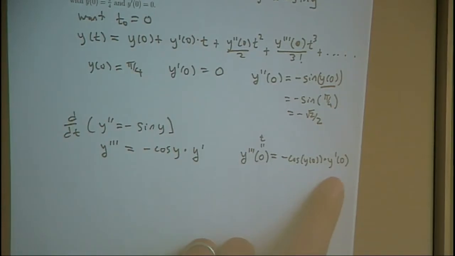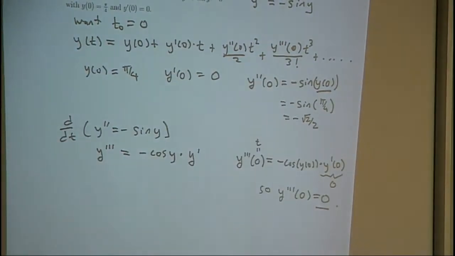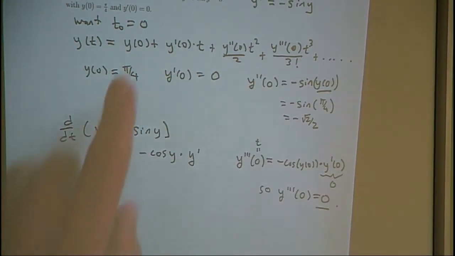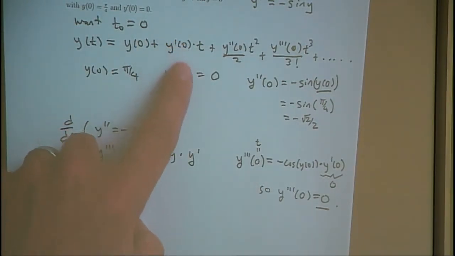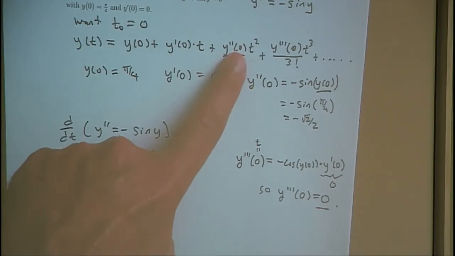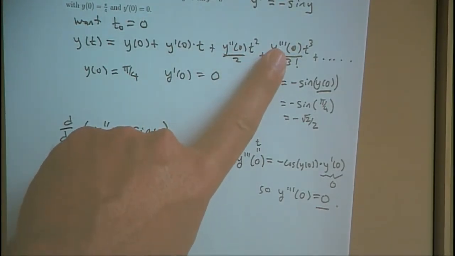But I know y prime of 0 is 0, so this whole thing is going to be 0. That is 0, we already were given that. So y triple prime at 0, unfortunately for us, is 0. And so again, back up here, I've got that value, it's pi over 4. I've got that value of 0, so that'll go away. I've got this value, it's minus square root of 2 over 2, and now unfortunately that one's 0.